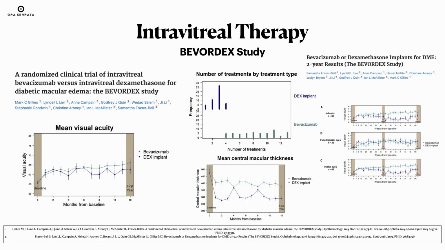So another study was done in which they compared bevacizumab with intravitreal dexamethasone implant for diabetic macular edema, and this was the BEVOR-DEX study. So in this, they found that dexamethasone implants for DME had better visual acuity gains and also a higher reduction in central retinal thickness in comparison to bevacizumab. And also the number of injections was less in case of dexamethasone implants for diabetic macular edema than bevacizumab injections.